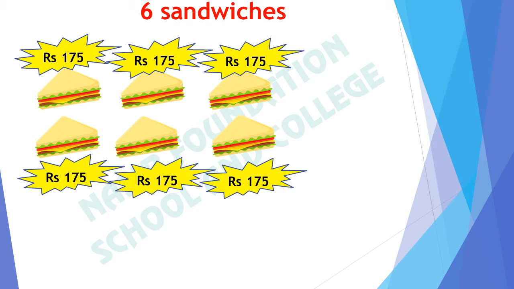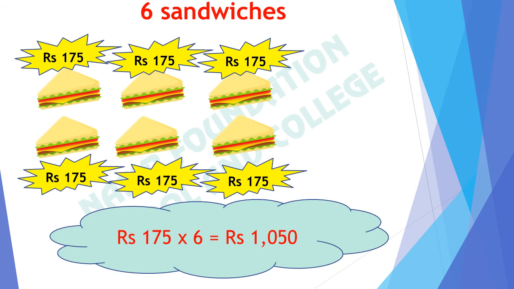The price of 1 sandwich is rupees 175. We will multiply it with 6. If we multiply 175 rupees with 6, we get 1050 rupees. The price of 6 sandwiches is 1050 rupees.